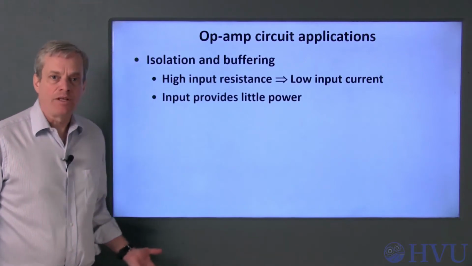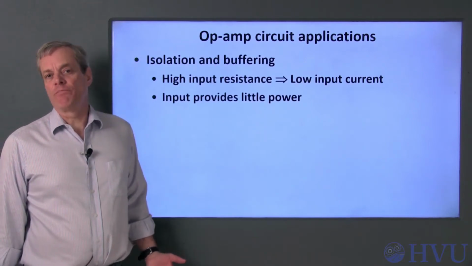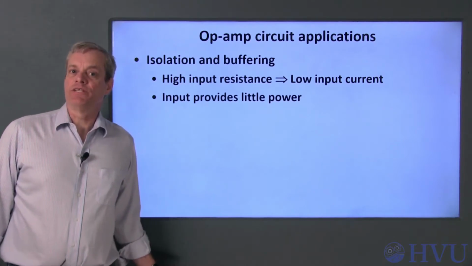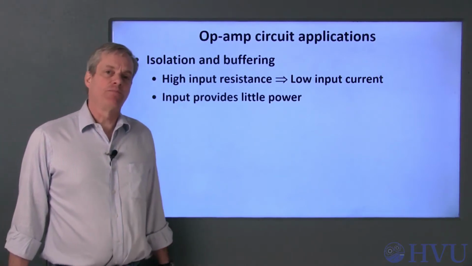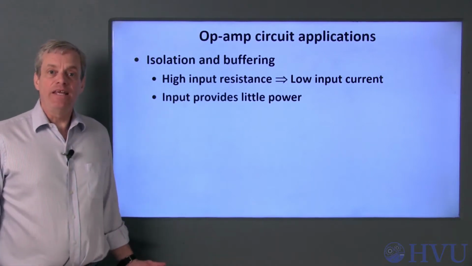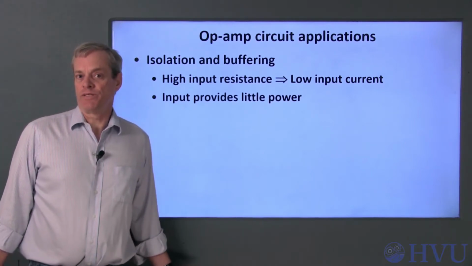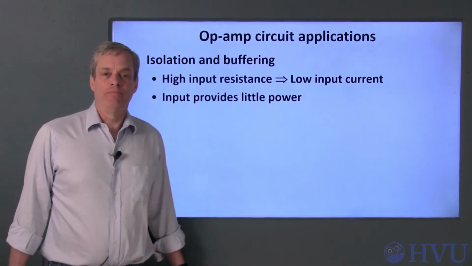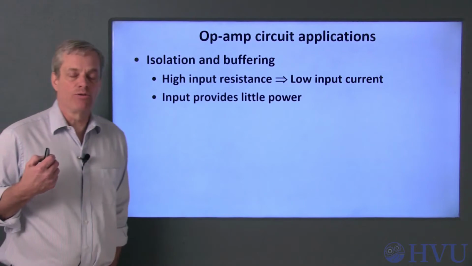One important application is isolation of different parts of a circuit from one another. A common example of this is in instrumentation systems, where some physical parameter is being measured. In many cases, sensors used to measure this parameter may produce the necessary voltage, but don't have the power necessary to transmit or record the signal.